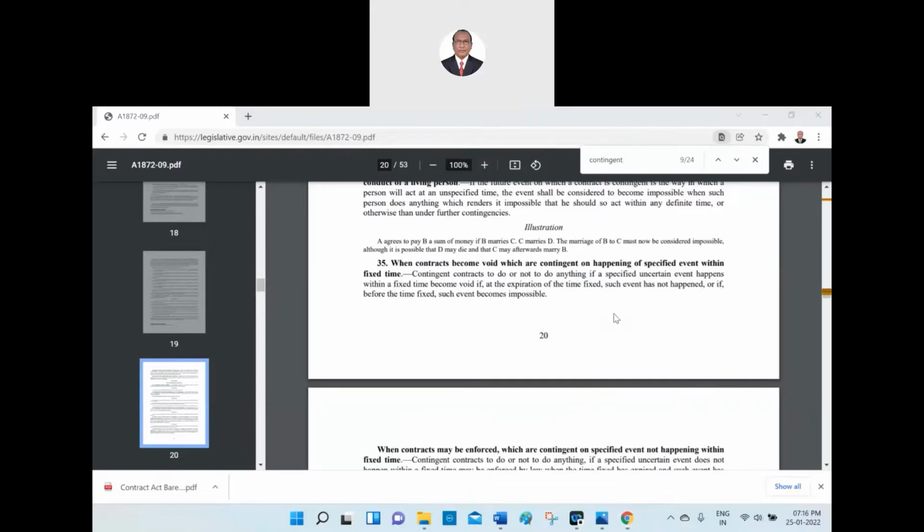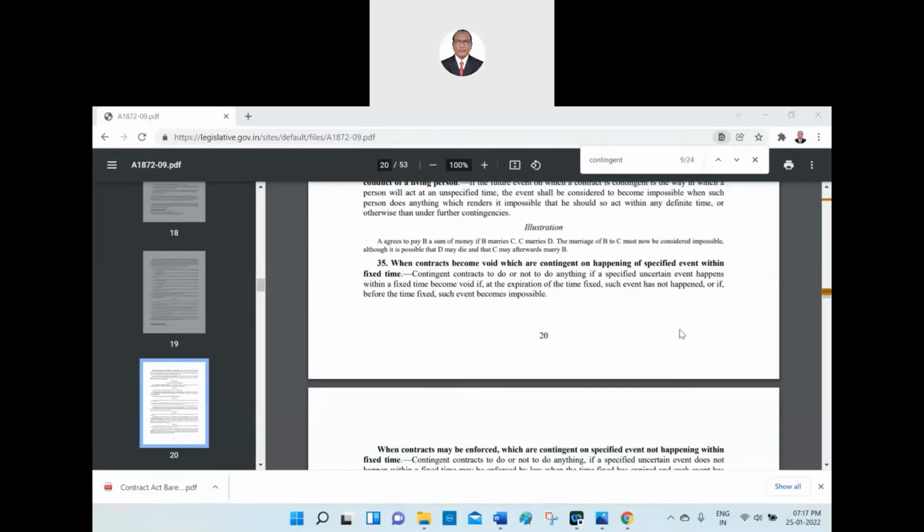A agrees to pay B a sum of money if B marries C, and C marries D. The marriage of B to C must now be considered impossible, although it is possible that D may die and that C may afterwards marry B. Sometimes when things become impossible, whether it is valid or invalid depends upon the situation.